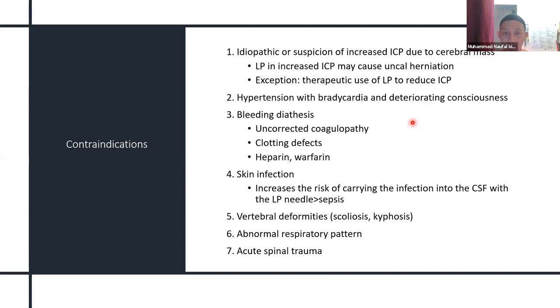The next point for contraindication is hypertension with bradycardia and also deteriorating consciousness, which is in hemodynamic instability, which is in shock. Before doing the lumbar puncture, the patient should undergo appropriate resuscitation. The next point is bleeding diathesis, which is uncorrected coagulopathy, clotting defect, or the patient is on heparin or warfarin, because it can have risk of spinal hematoma.